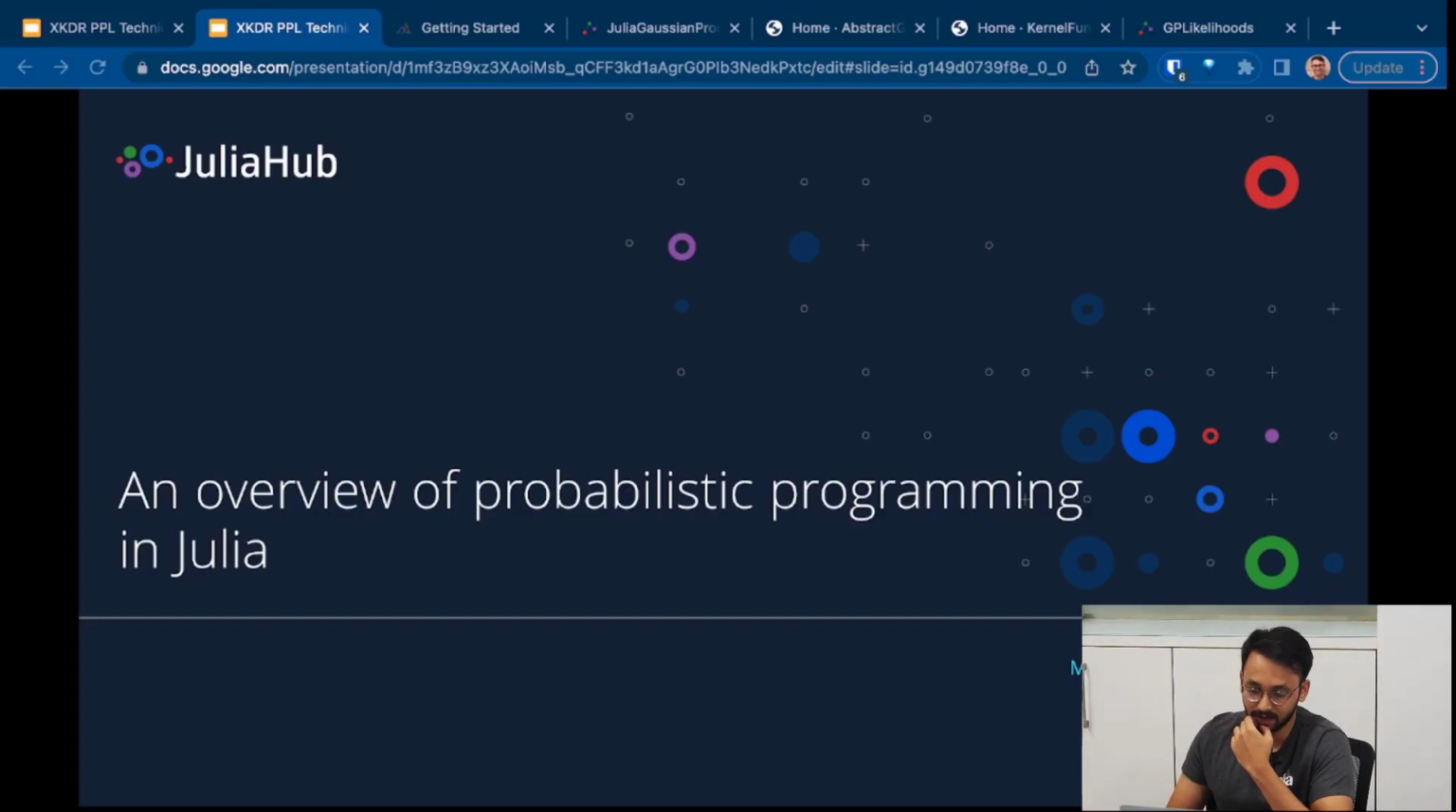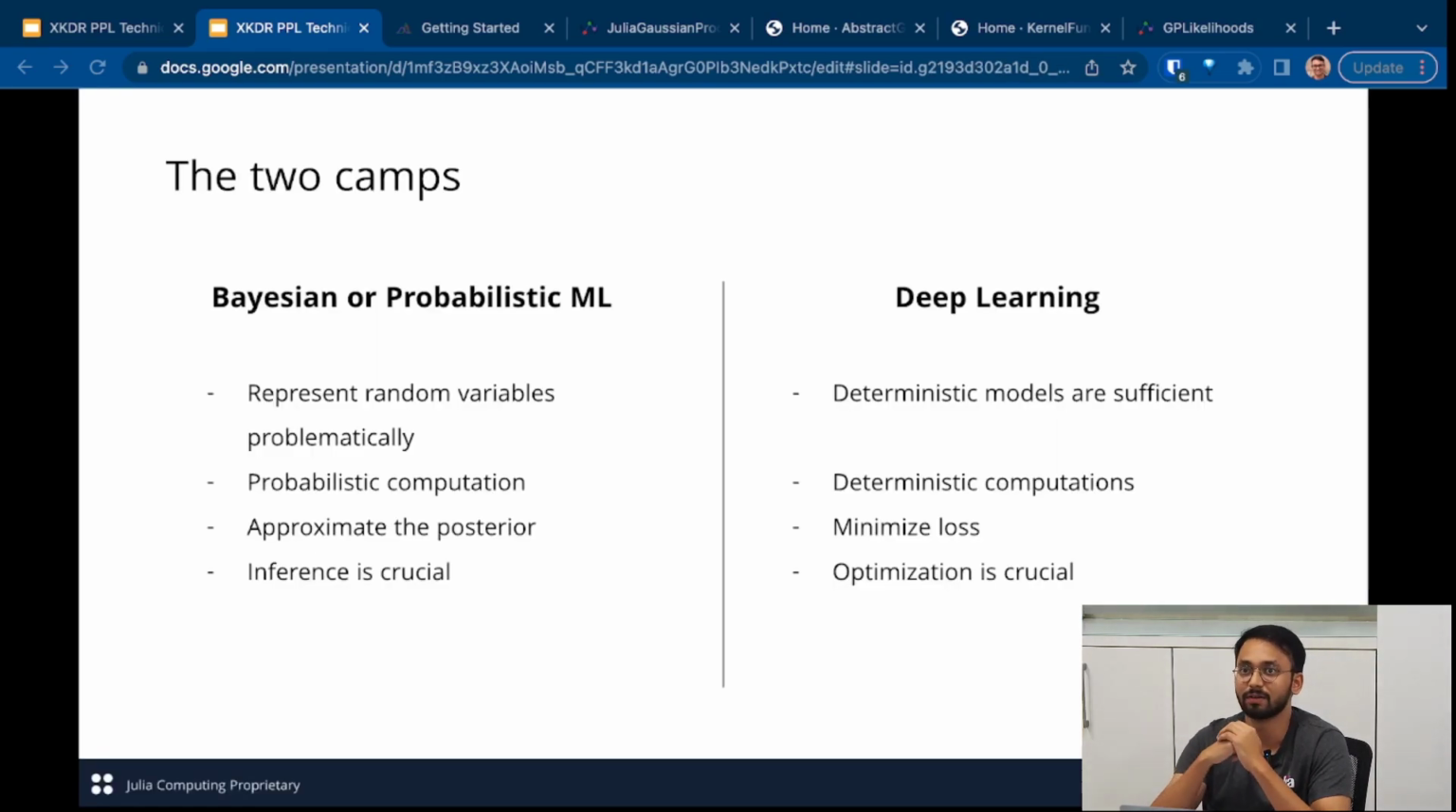So let me take a deep dive. Let me first motivate Bayesian or probabilistic ML by comparing it with deep learning. With deep learning, we always want to have deterministic models, and deterministic models are considered sufficient to model any given real world scenario, and it is filled with deterministic computations, and the main thing you try to do here is minimize loss. So there's a loss computation which is happening, and we often use automatic differentiation to minimize that given loss using some sort of an optimization technique.